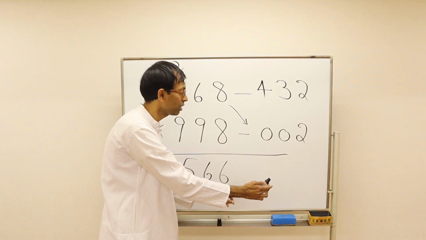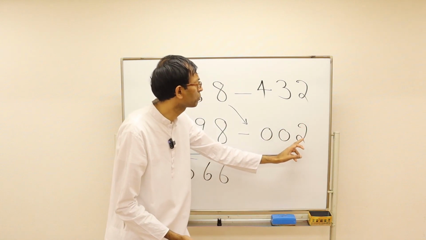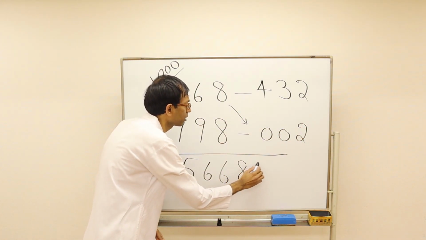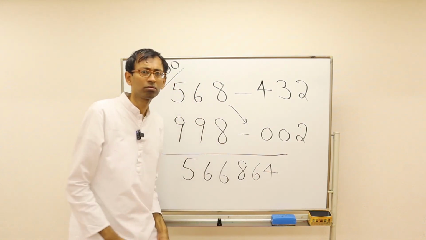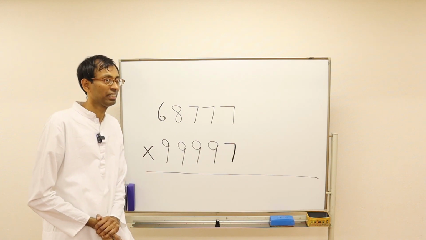If there is any carry, we have to move it here. Okay, here 4, 3, 2 times 2. There is no carry. Simply it becomes 8, 6, 4. As simple as this. Oh my God.